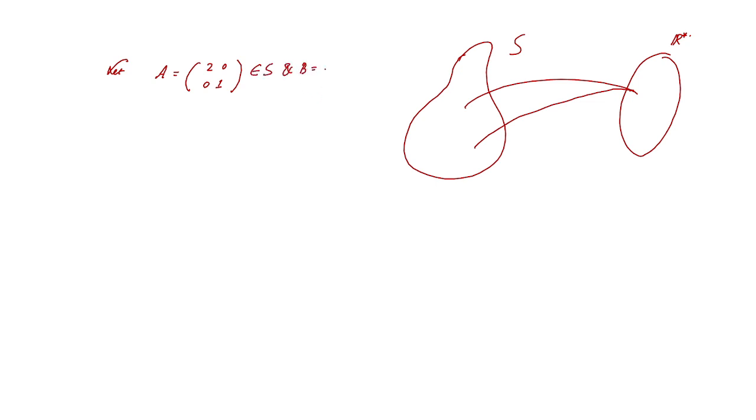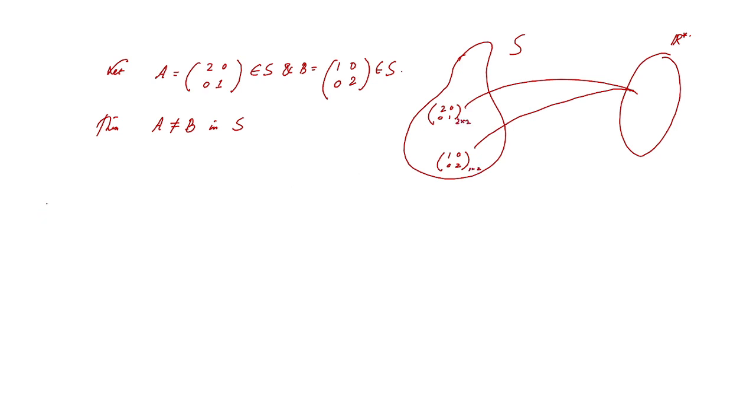We have taken another matrix B, which you can consider as [1, 0; 0, 2]. This is also a symmetric matrix belonging to S. So then clearly A not equals to B in S. Here the matrix is [2, 0; 0, 1], and here the matrix is [1, 0; 0, 2].